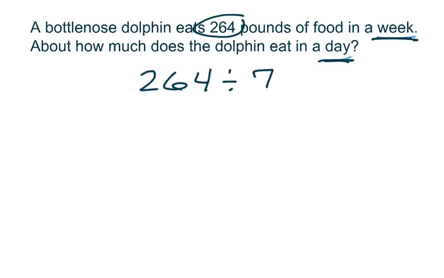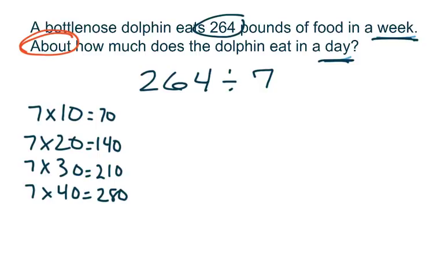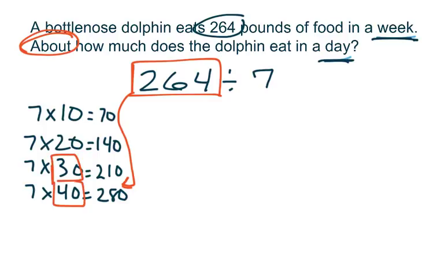264 divided by 7. For this problem, I want you to go ahead and list your multiples of 10. Find your sandwich. Find what it's between. And then because our question's asking about about, it's important for us to know which is it closer to. Okay, I found my sandwich right here. So 264 falls between 210 and 280. I'm going to put a rectangle around my two factors.